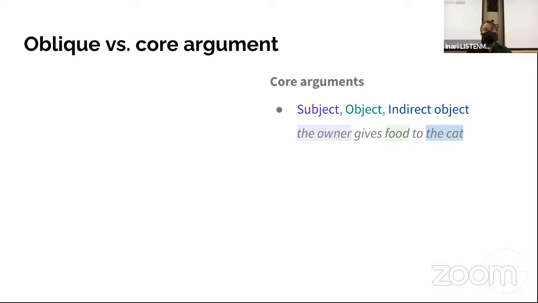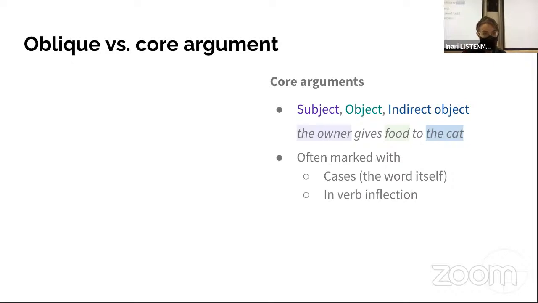So, right, these are core arguments. The owner gives food to the cat. And they are often marked with cases, like nominative, accusative, that kind of stuff, and in the verb inflection, like we've just seen.